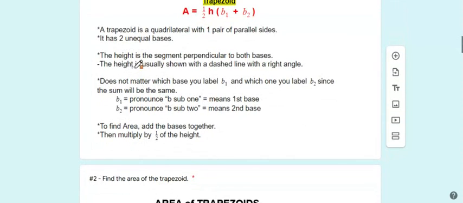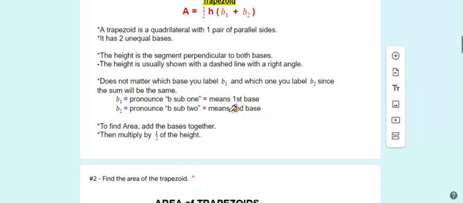The height of the trapezoid is the segment perpendicular, which is a way to say 90 degrees. It is perpendicular to both bases. And so the height in a trapezoid is usually shown with a dashed line shown with a right angle, so that little box. Okay, it does not matter which base you label B sub 1 and which base you label B sub 2, because the sum, when you add those bases together, will be the same. And that's how you pronounce it. This is B sub 1, which simply means the first base. This is B sub 2, which simply means the second base.